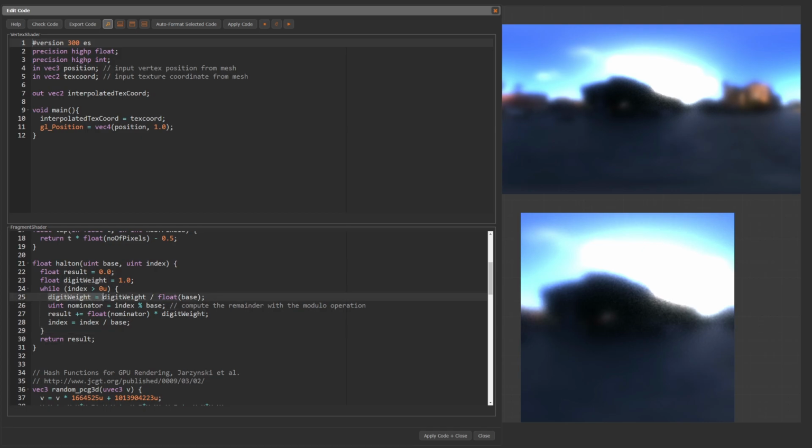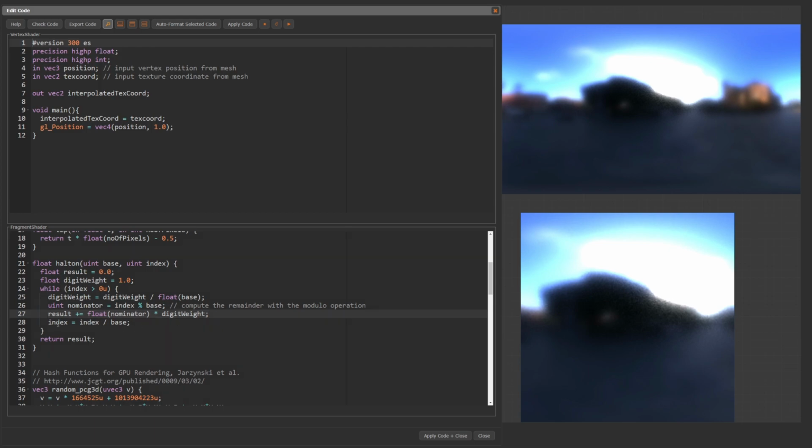If this while loop is entered for the next digit, we see here that digit weight is updated. For a base of 3, the digit weight was 1/3 in the first iteration and is now divided by 3 again in the second iteration, and we get a digit weight of 1/9. The reduced index variable is used to compute the nominator again. We add the product of the nominator and the weight to the result. And so on and so on.